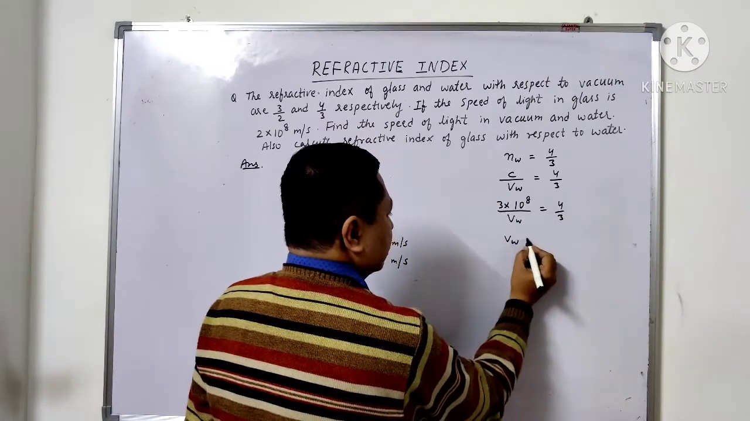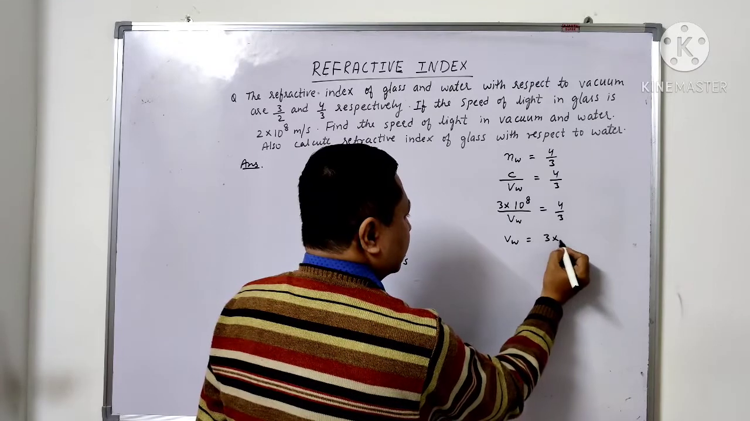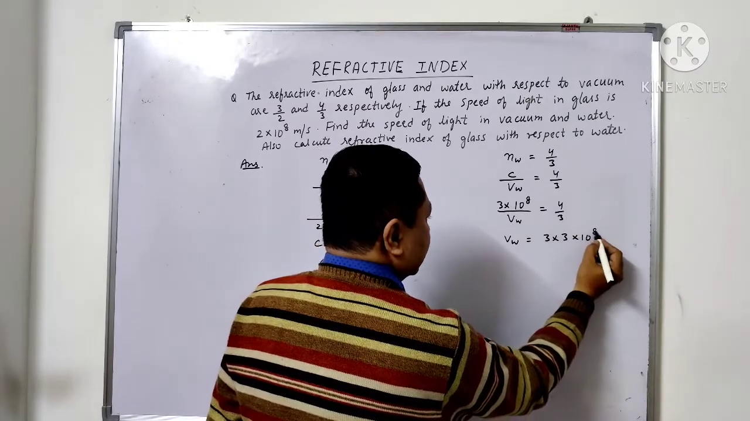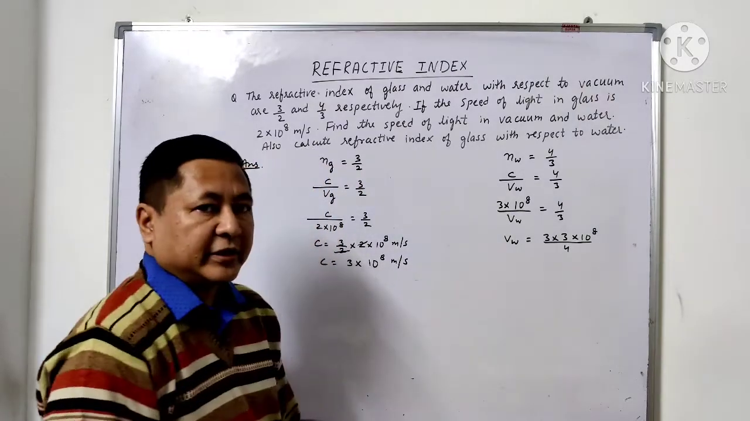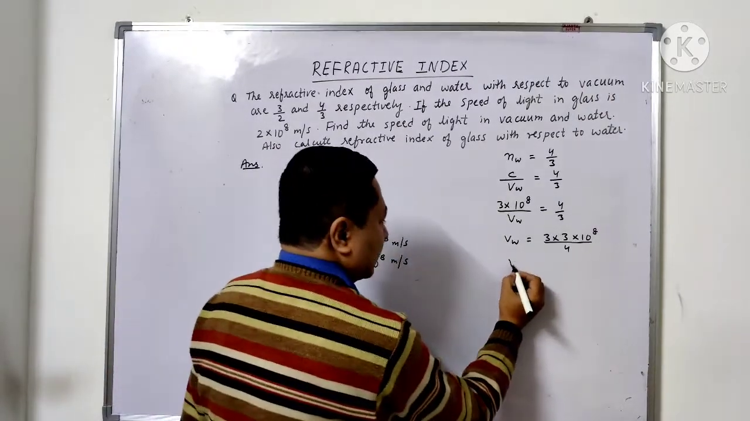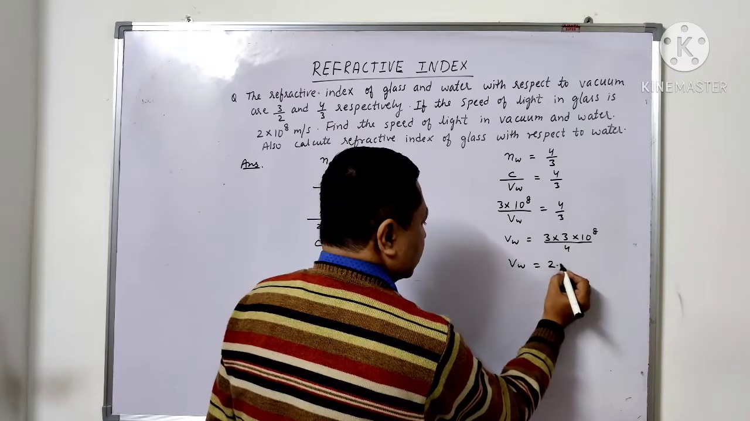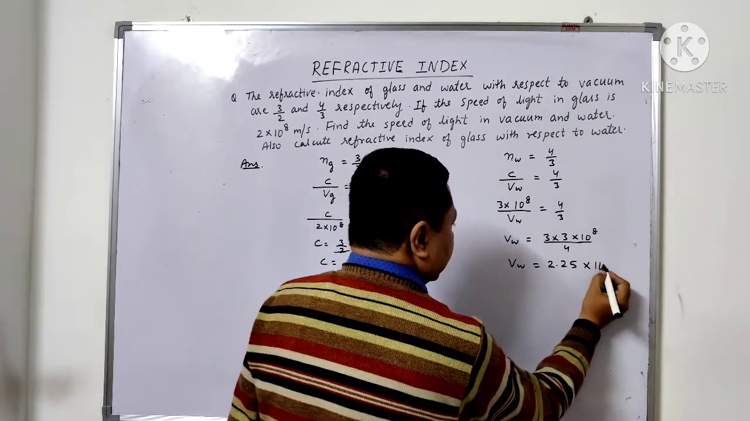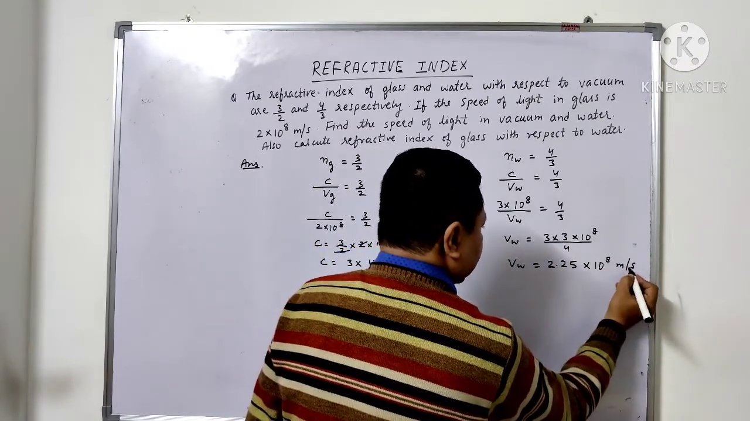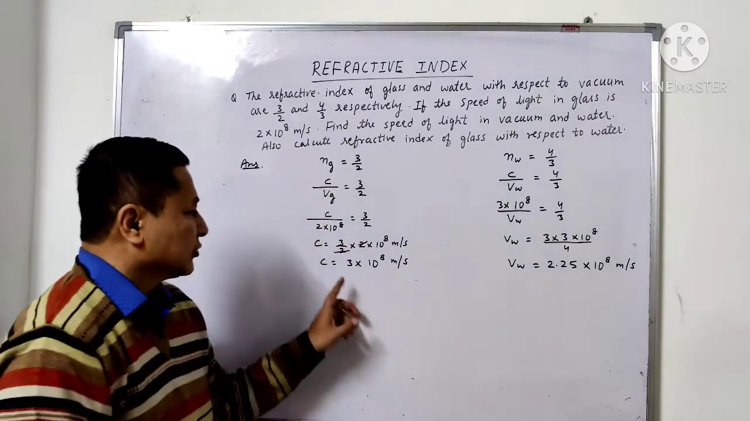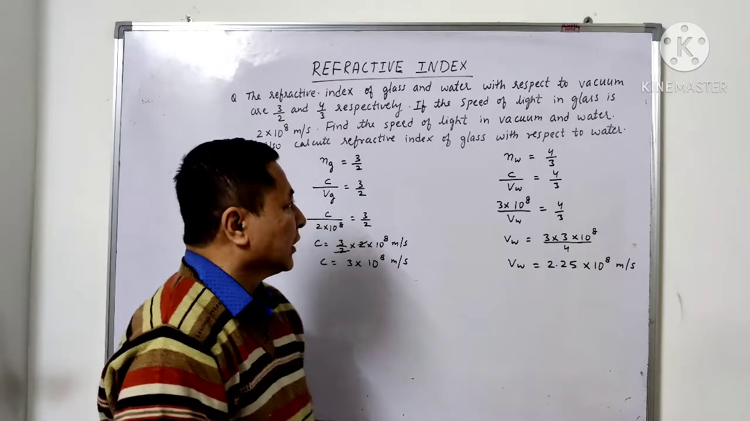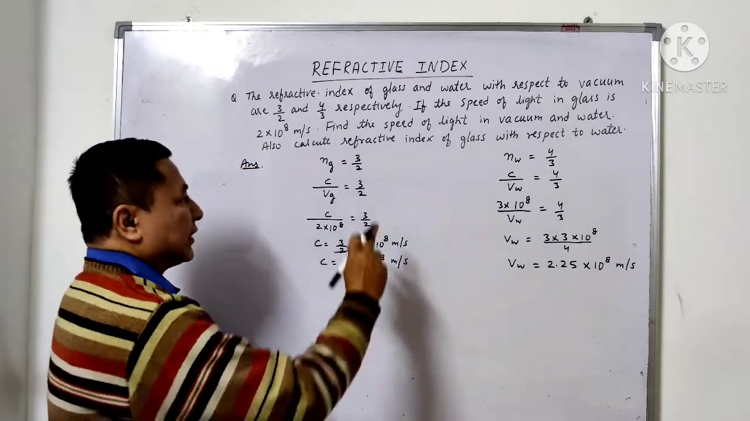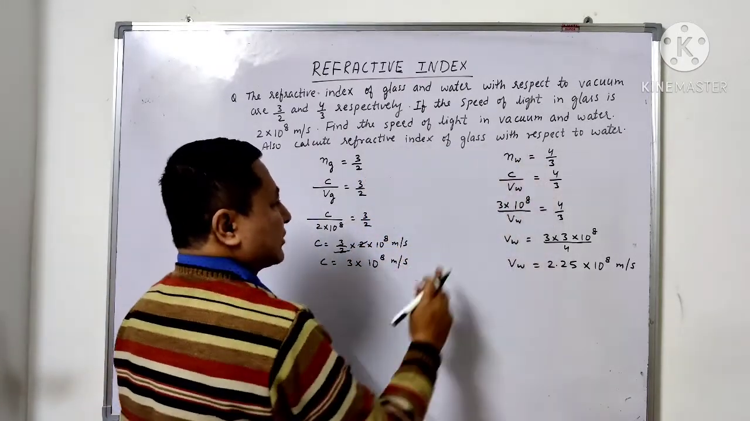So VW will be equals to 3 into 3 into 10 raised to 8 upon 4. That becomes 9/4, and 9/4 is 2.25 into 10 raised to 8 meter per second. So now we have calculated the speed of light in vacuum and the speed of light in water. Now one more thing we have to find, that is the refractive index of glass with respect to water.